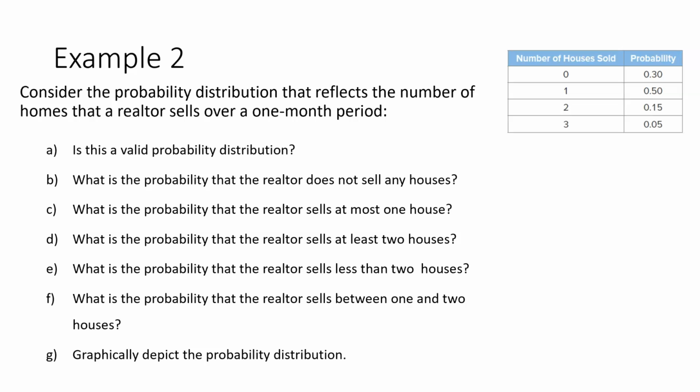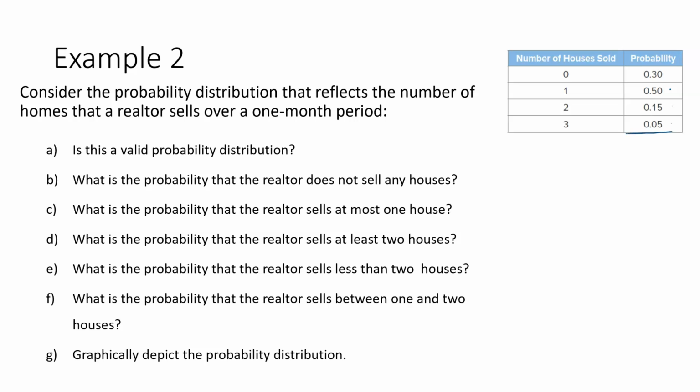So example 2 here. Consider the probability distribution that reflects the number of homes that a realtor sells over a 1-month period. Is this a valid distribution? For it to be a valid distribution, 2 things need to happen. Each probability needs to be between 0 and 1. And if I look here, 0.3, 0.5, 0.1, we're good.